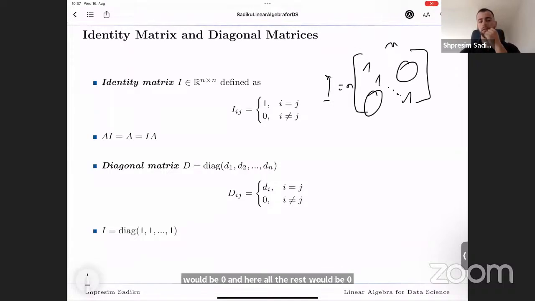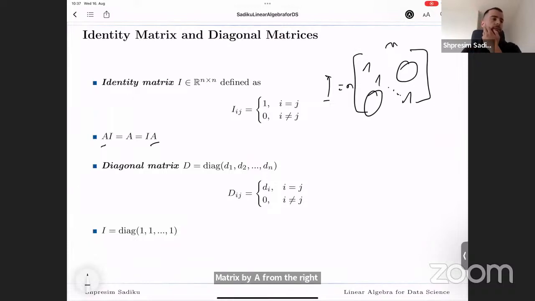All right, so one property of the identity matrix is that if we multiply the identity matrix from the left by A, this simply gives the matrix A, and this is also equal to multiplying A by the identity matrix from the right.